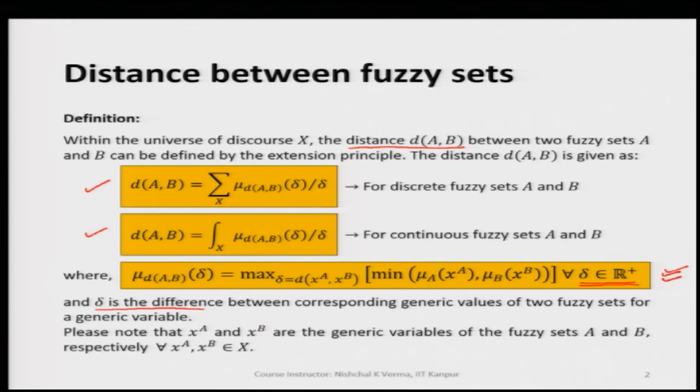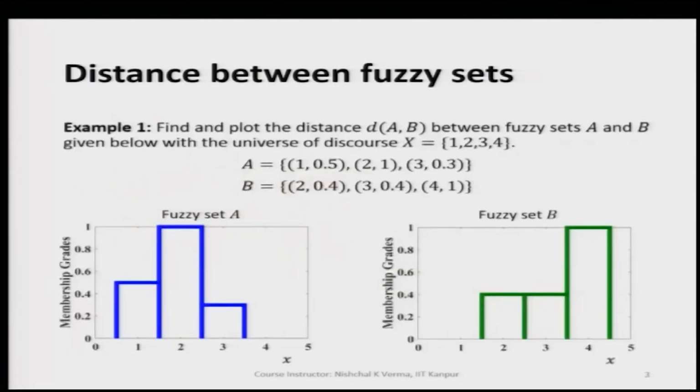So, let us now make this clearer or more understandable by taking one example. This way we will be able to understand how we can find the distance between two fuzzy sets. Here I am going to take two discrete fuzzy sets, A and B. The first fuzzy set is A, and the second fuzzy set is B.